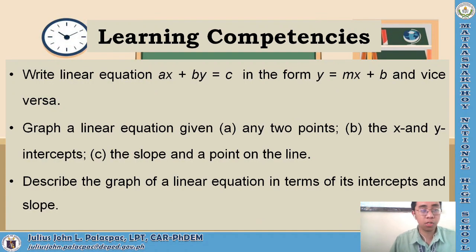For our learning competencies, we'll write the linear equation ax plus by is equal to c, which is the standard form of a linear equation, in the form of y is equal to mx plus b, or the slope form, and vice versa. We will graph a linear equation given any 2 points, the x and y-intercepts, the slope, and a point on the line. And then we'll describe the graph of the linear equation in terms of its intercepts and slope.